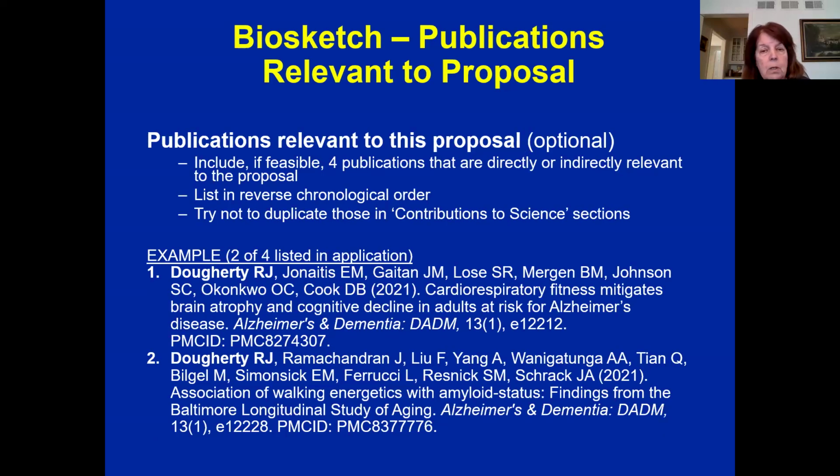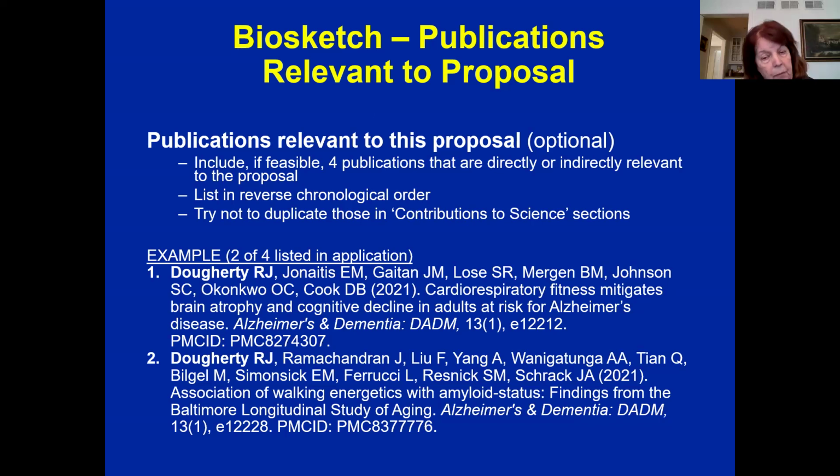Then there's an optional section where you can list publications that are relevant to the proposal. I always encourage people to do that if they do have publications that are relevant. You can't list more than 4. And I particularly think it's helpful to do it in reverse chronological order so people can see the most recent one you have as opposed to the older one. This is an example from this particular application that I'm using in today's talk as an example.